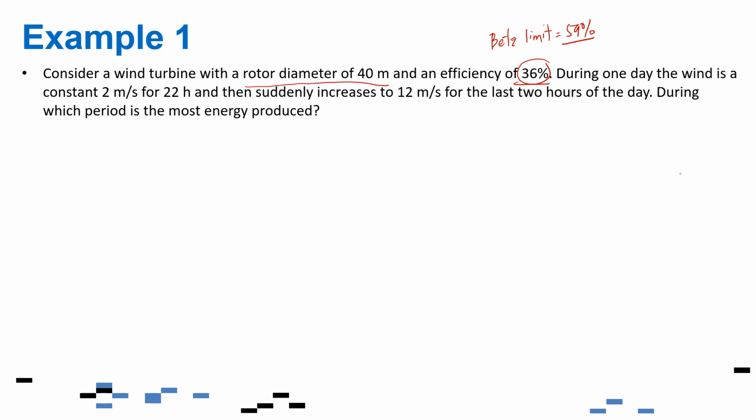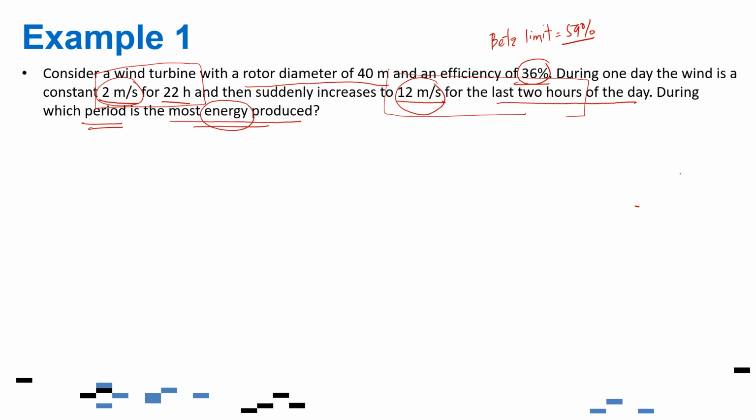During one day, the wind is constant at 2 meters per second for 22 hours, and then suddenly increases to 12 meters per second. So from 2 meters per second, it increased to 12 meters per second for the last 2 hours of the day. This one is period 1 and this one is period 2. For which period is the most energy produced? So the keyword is energy produced.